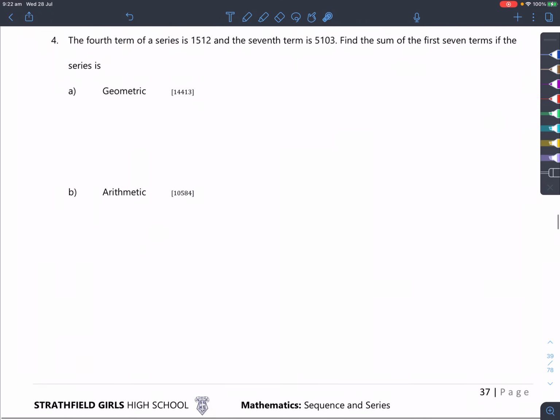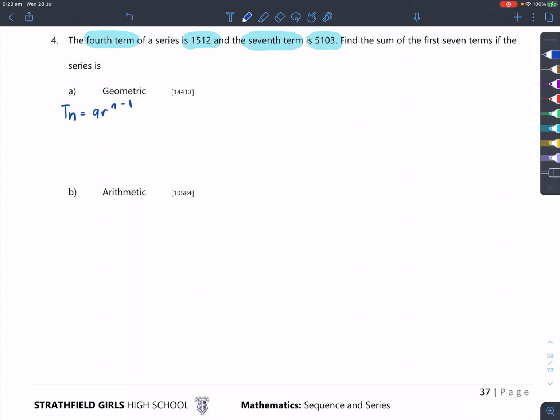Right. Question 4. The fourth term of a series is 1,512, and the seventh term is 5,103. Find the sum of the first 7 terms if the series is geometric. Okay, so we've got the fourth term, T4, being 1512, and the seventh term being 5103. If it's a geometric series, then we're going to use this formula.